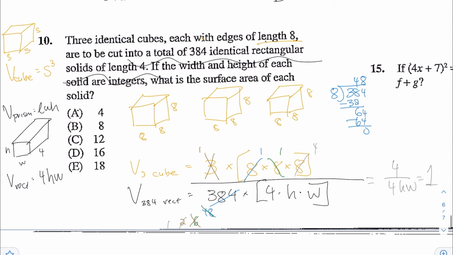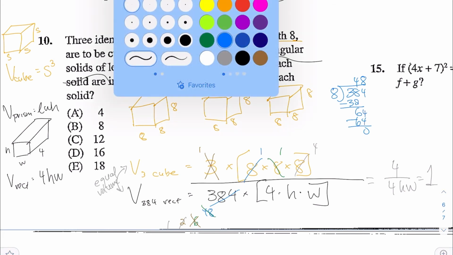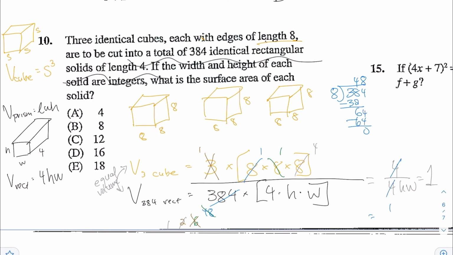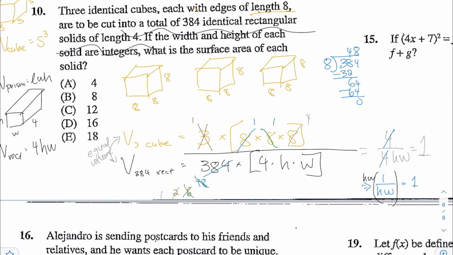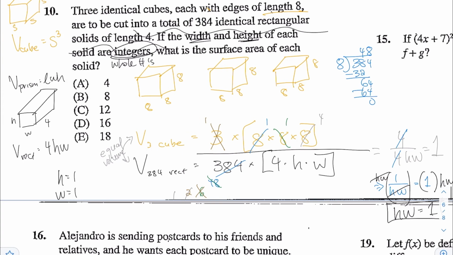All right, so the volume of the 3 cubes has to be equal to the volume of the 384 smaller rectangular pieces. And here, you can see 4 and 4 cancel out, so that means 1 over HW must be equal to 1. If you multiply HW to both sides, you know that HW has to be equal to 1. Now the height and the width are both integers, so they're whole numbers. The only whole numbers that, when multiplied together, equal 1 must be 1. So the height has to be equal to 1 and the width must be equal to 1.